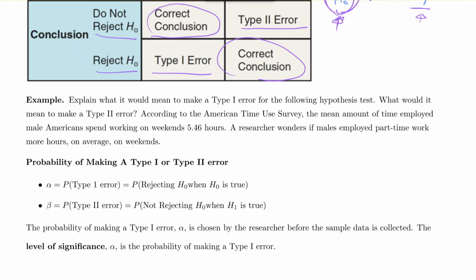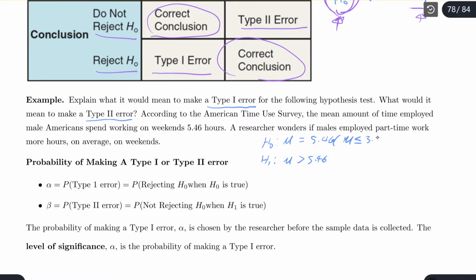So let's look at an example of type 1 and type 2 error in a scenario. How would it look? Explain what it means for type 1 error and type 2 error in this situation. This is the example we saw earlier. According to the American Time Use Survey, the mean amount of hours employed people worked. Let me write these two statements. Researchers believe the mean hours worked on the weekend is actually greater than 5.46 hours, whereas the null will be equal to 5.46, or less than or equal to 5.46.